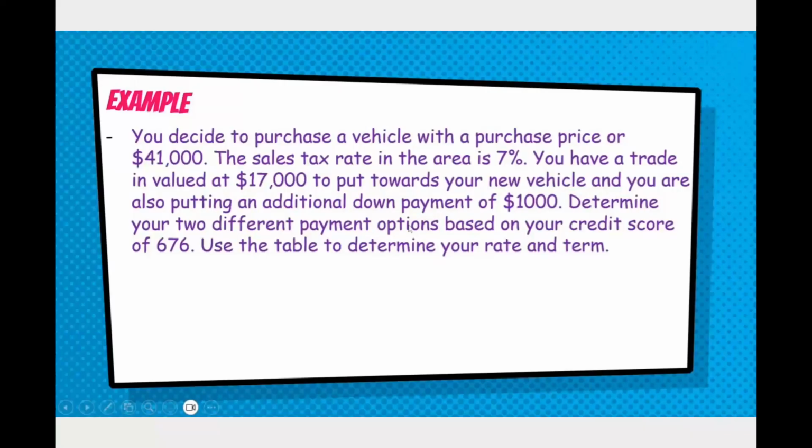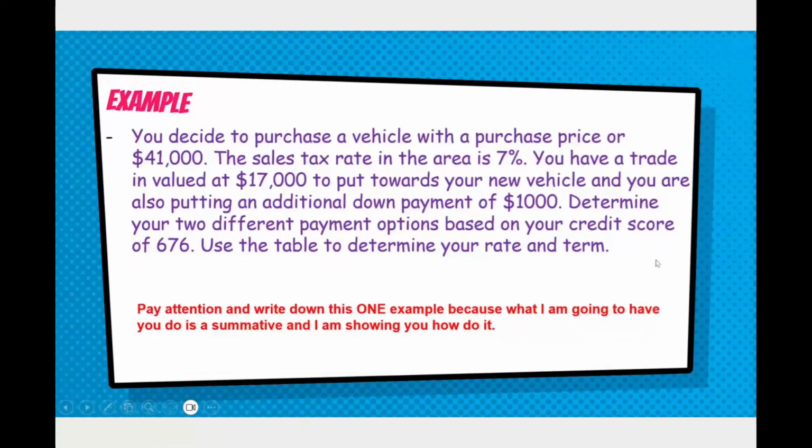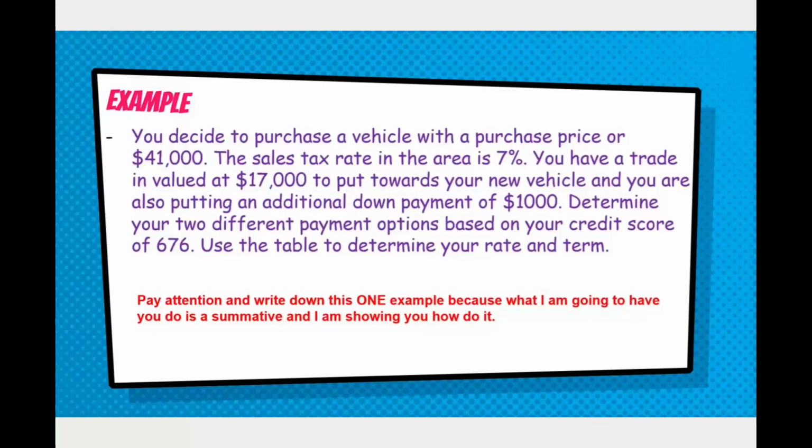Okay, to put towards my new vehicle, and you are also putting an additional down payment of $1,000. Determine your two different payment options based on your credit score of 676 and use the table to determine your rate and term. So we can negotiate sometimes, not really negotiate, but sometimes you might have different options when you go in there. Like you can have a longer payment period with a higher interest rate, or a shorter payback period with a lower interest rate. So we're going to use that to determine this.